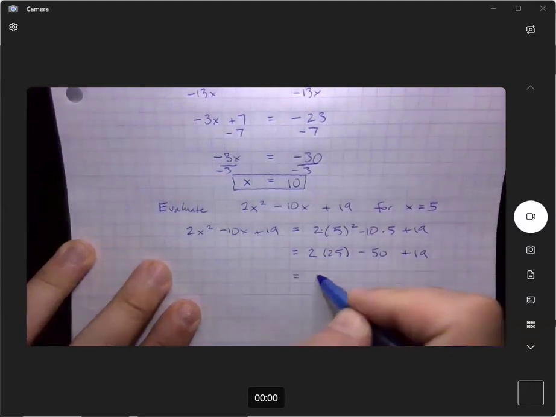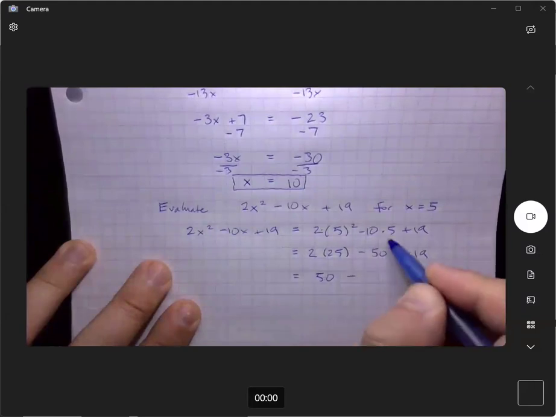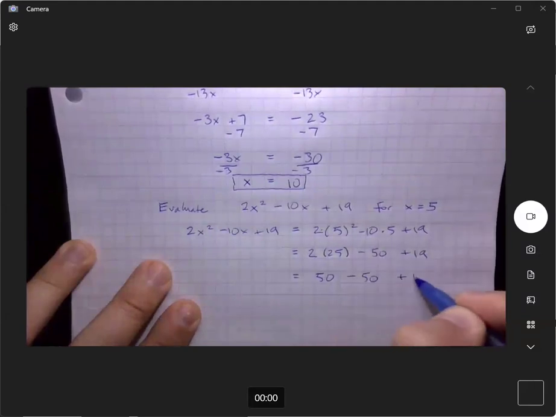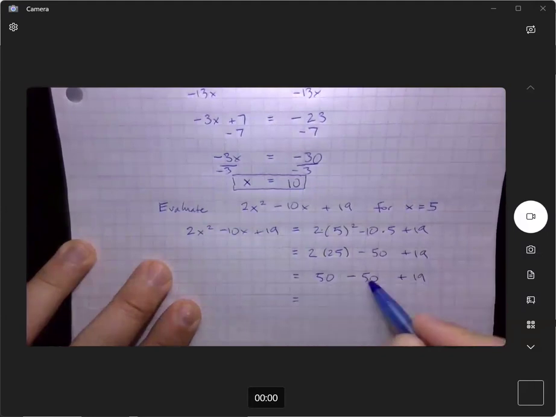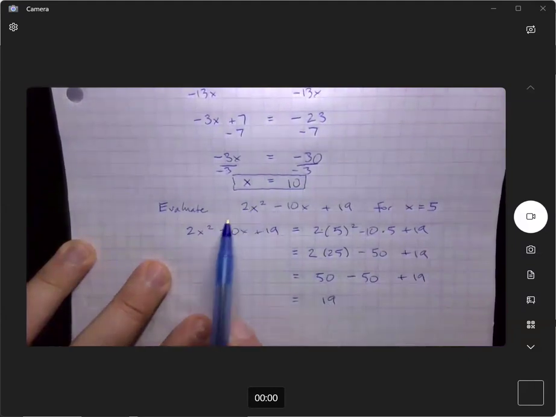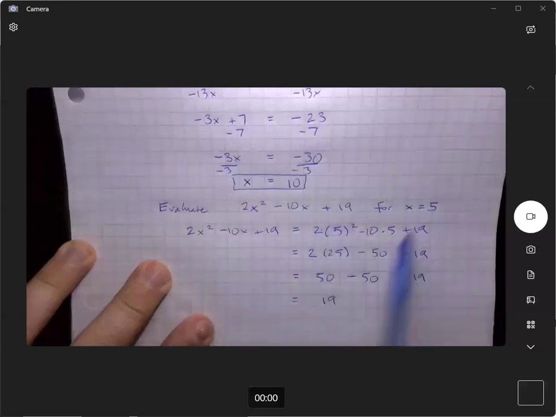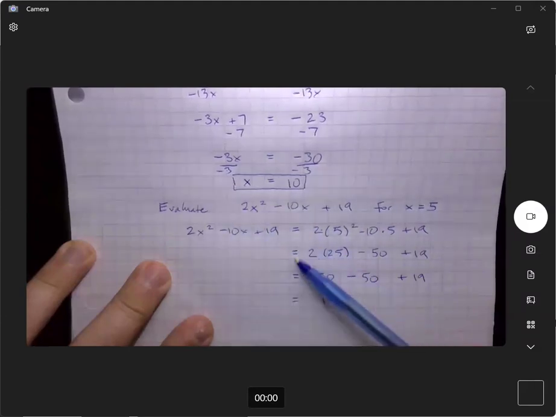2 times 25, well, that's 50. 10 times 5, that's also 50, plus 19. The 50 minus 50 cancel, leaving me with just 19. So now I've evaluated, I found the value of this expression when x equals 5. It is equal to 19. And this is for evaluation. It's also for simplifying. So if you're ever asked to just simplify an expression, you start it on the left side with an equals, you work your way down, leaving the left side blank.